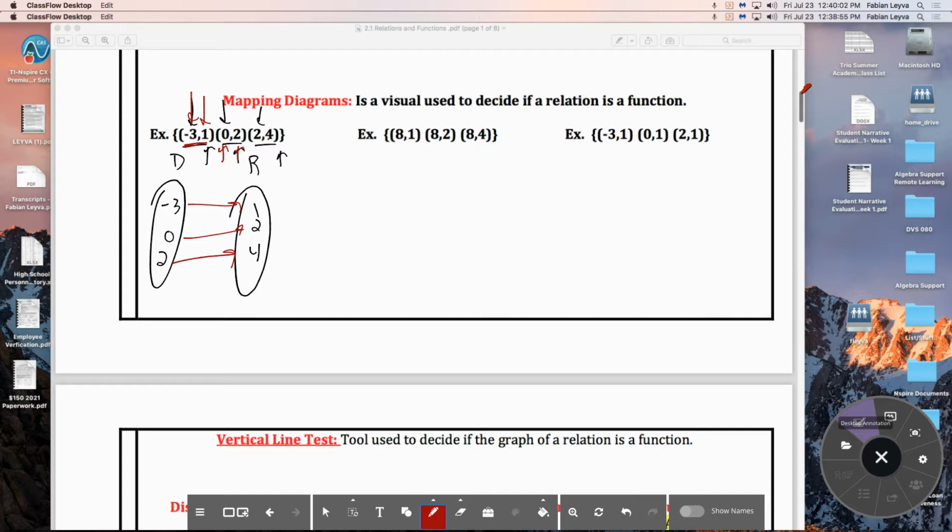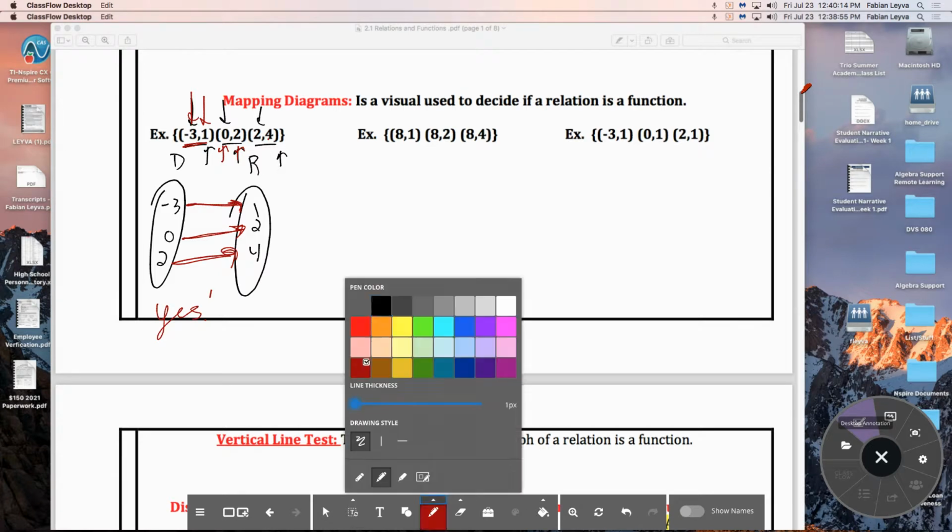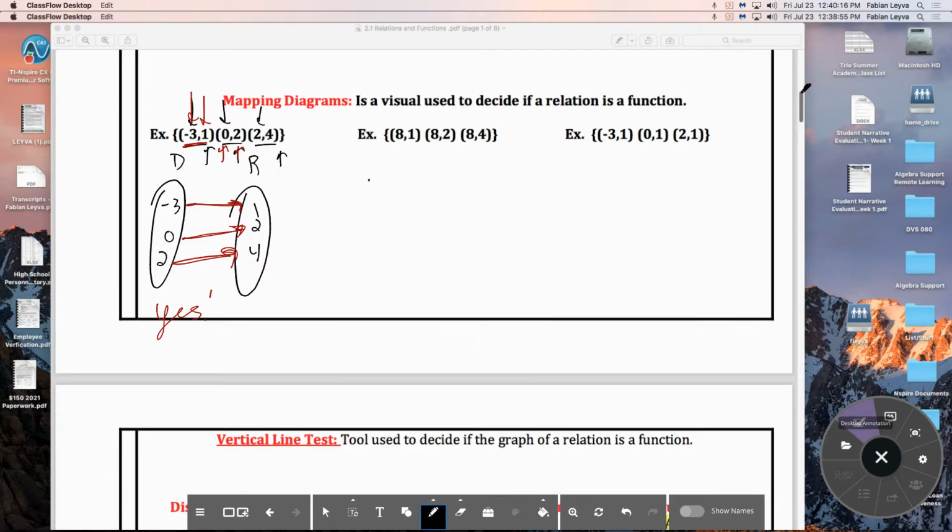Now, is every X in a relationship with one Y? Is this X going in one direction? Yes. How about this X? Yes. This X? Yes. So is this a function? Yes. Let's go ahead and do the same thing for the second one. Here are my domain values. Here are my range values.